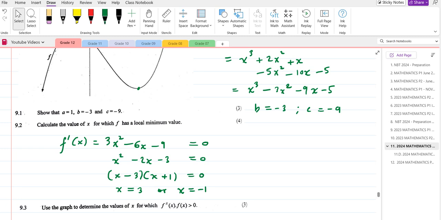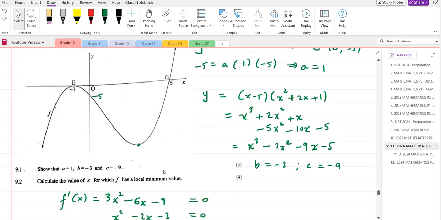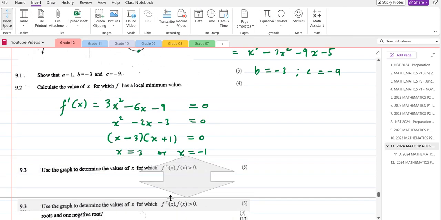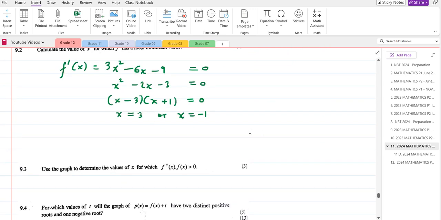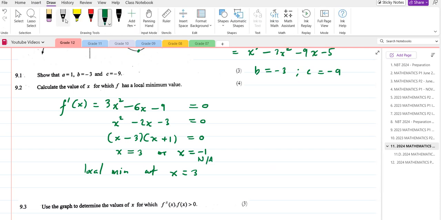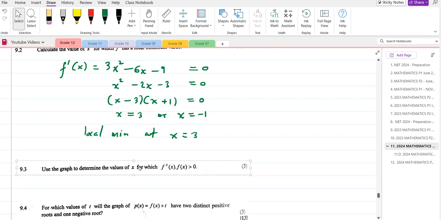You can see at x equals negative 1, your y value is 0. It's turning twice and it's a maximum. So when is it a minimum? Minimum at x is equal to 3. Determine the value of x for which f has a local minimum value. So local minimum at x is equal to 3. Don't write not applicable, just select max and min. I hope you guys understood this, just factorizing a quadratic. Moving on to the next question.